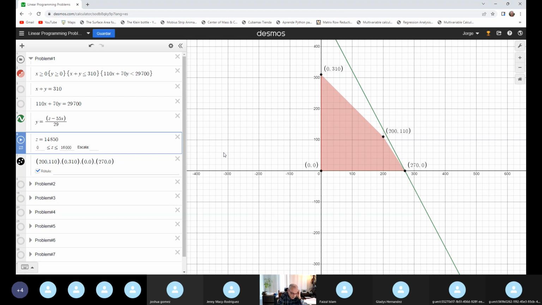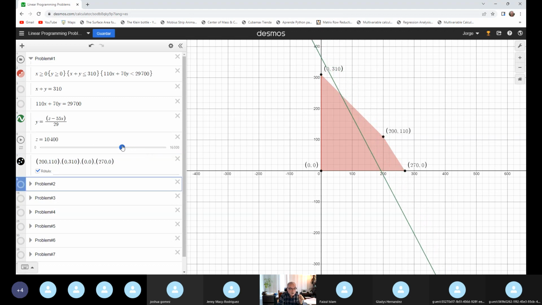270, 0. Okay, so what is the conclusion? I don't understand anything. This is the maximum. Okay, let's see, I change, for example, this. Look, the money is decreasing, no? This is the maximum here. Okay, I did it graphically to illustrate for you, but in real life, no.